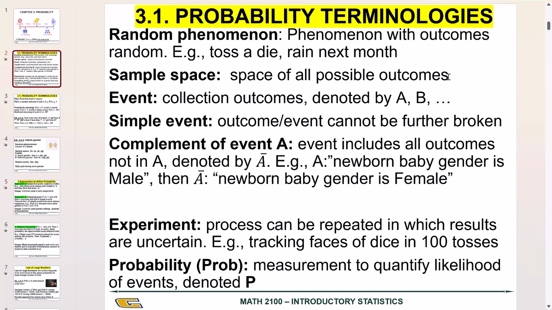An experiment is a process that can be repeated in which results are uncertain. So say I want to know whether my coin is fair or not. Basically I can do an experiment where I toss a coin 100 times and I track the number of heads. This is the experiment I do. I toss and I track whether it is head or tail. I toss again, I track. I toss again, I track.